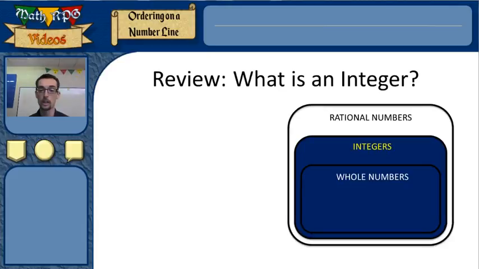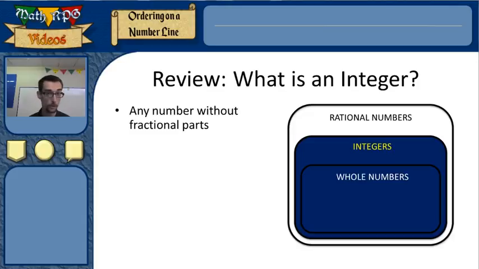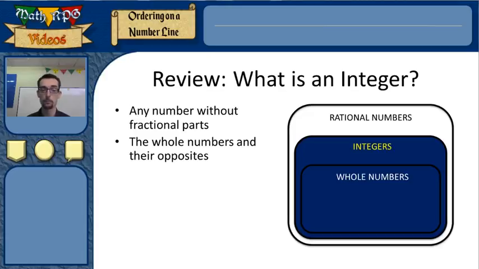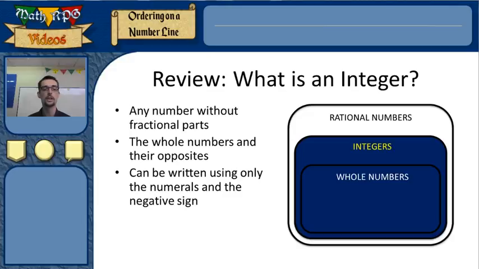Here you can see the three sets of numbers we talked about in sixth grade. The rational numbers, and within the rational numbers is the subset of integers, and then within the subset of integers are the whole numbers. So we can define integer as any number without fractional parts, without remainders, without leftovers, without decimals, just the whole numbers and their opposites, right? So all your whole numbers and their opposites, the negatives.